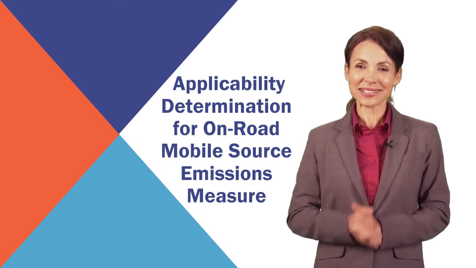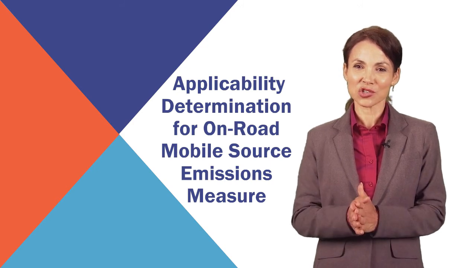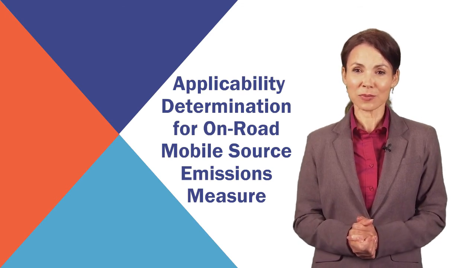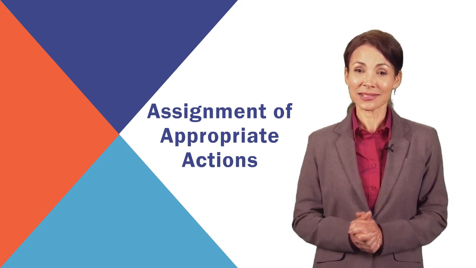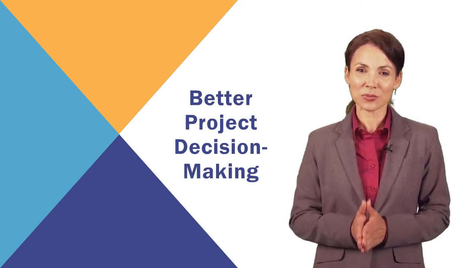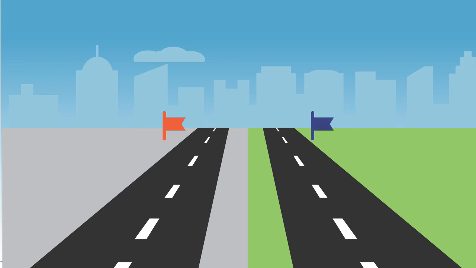That's it! Applicability determination for the On-Road Mobile Source Emissions Performance Measure. This process ensures that state DOTs and MPOs, where the On-Road Mobile Source Emissions Performance Measure applies, are assigned to take the appropriate actions. This is one of the ways accountability is built into performance management. Increasing the accountability and transparency of the Federal Aid Highway Program helps to promote better project decision-making through performance-based planning and programming. By doing this, you will deliver transportation projects that are necessary and that help to bring greater safety, health, and economic vitality to your community.